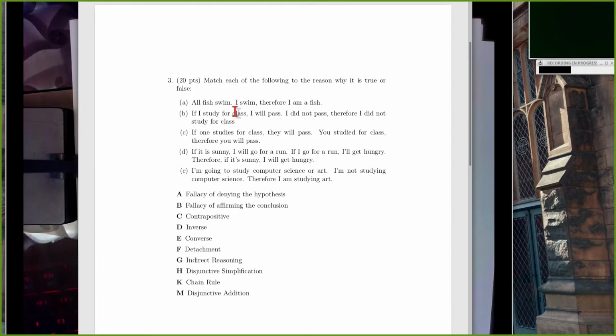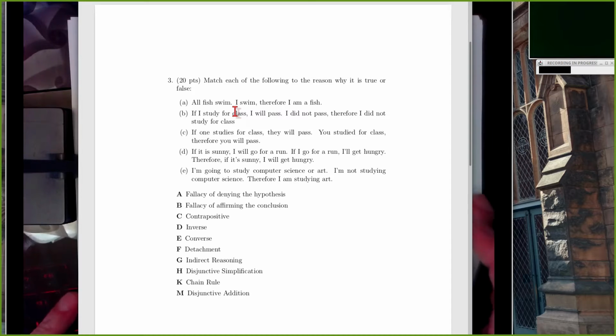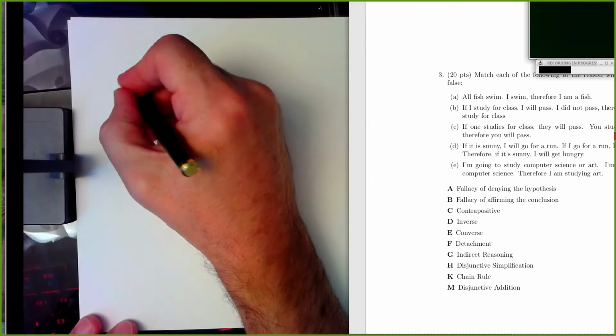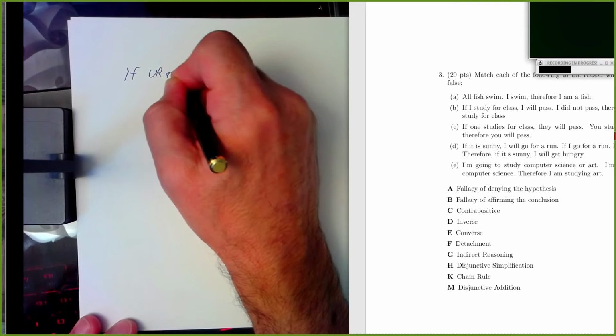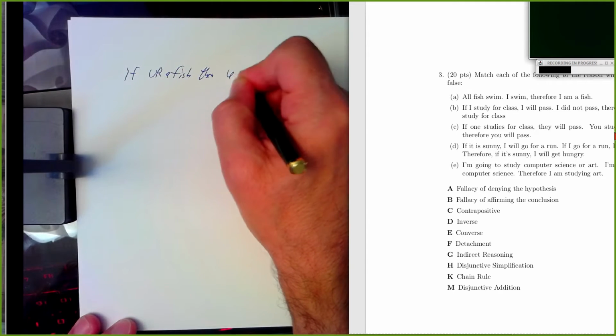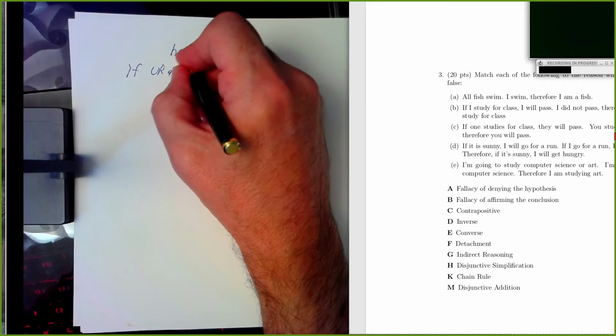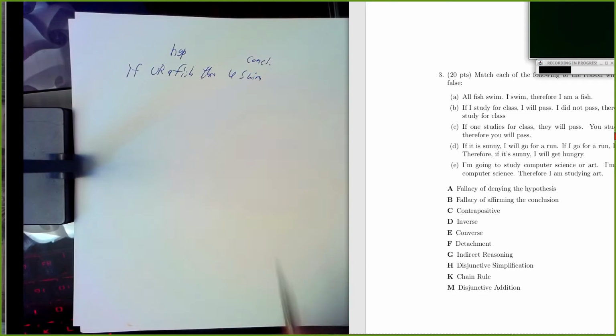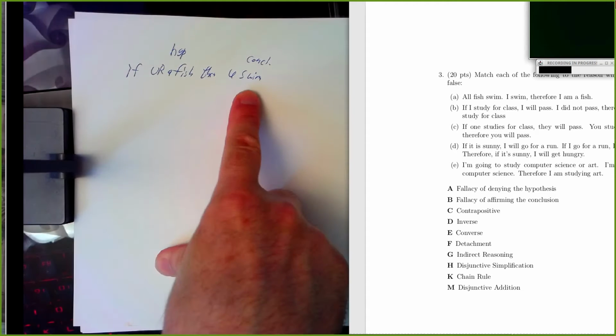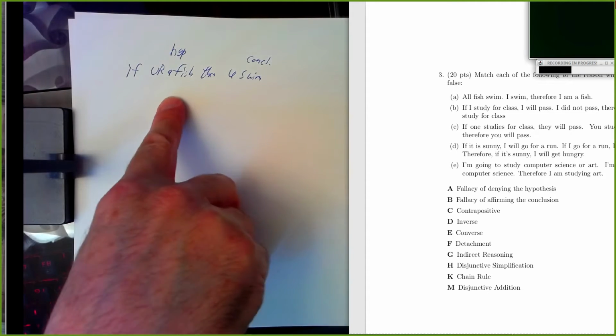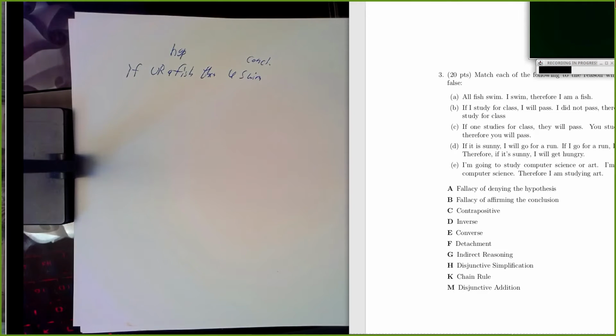All fish swim. Well, if we put that in the form of a conditional statement, it looks like if you are a fish, then you swim. So this is the hypothesis. This is the conclusion. And in this statement, we're saying I swim. So we are affirming the conclusion and then trying to use that to support the hypothesis. So this is the fallacy of affirming the conclusion. Right, so that's good old B.